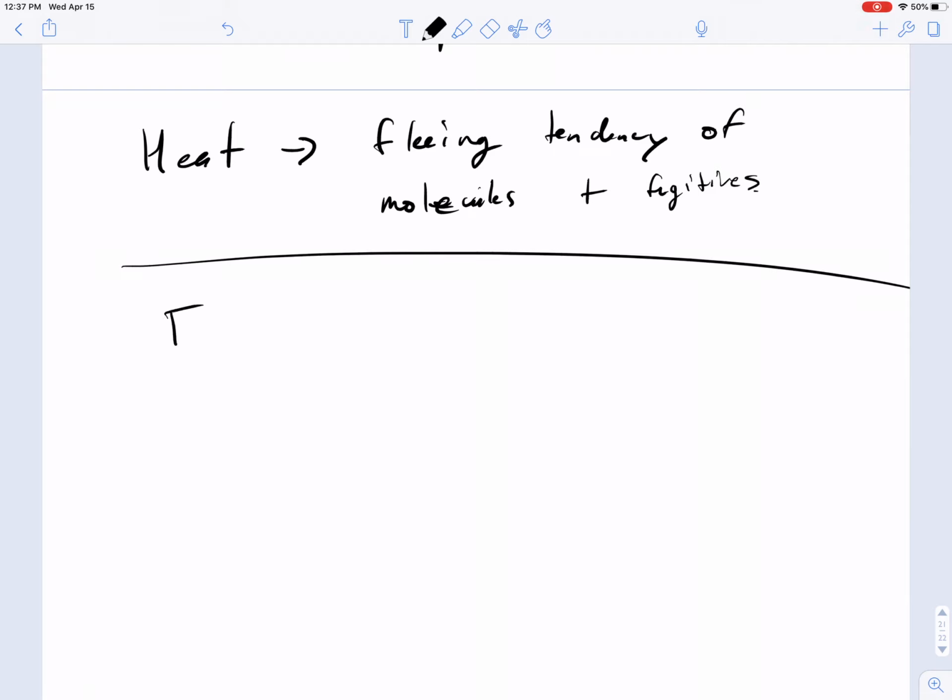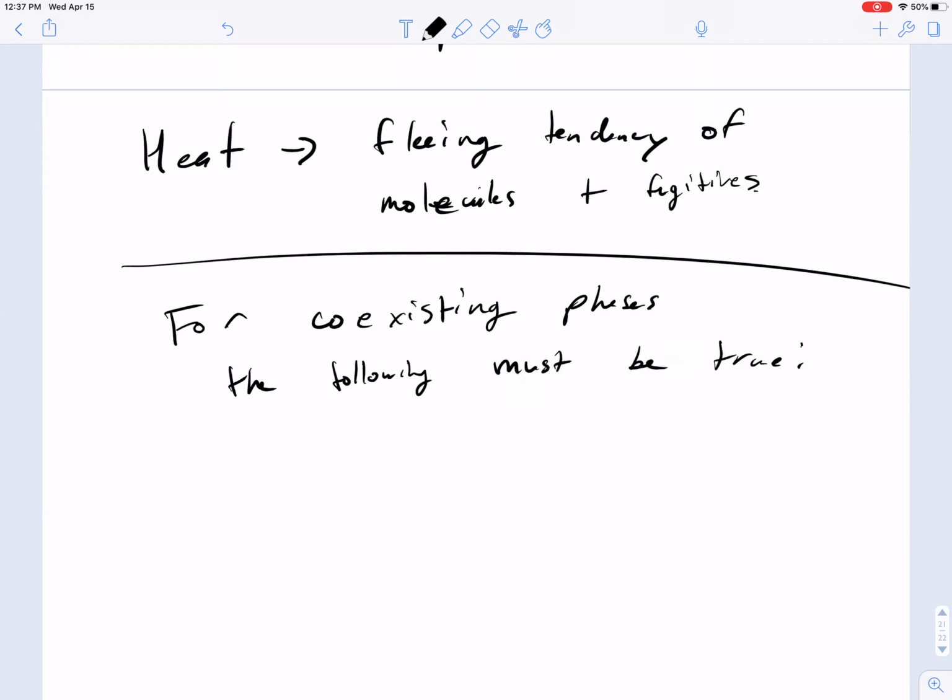So, for coexisting phases of a material, the following must be true. That is that the Gibbs free energy of the liquid phase at temperature and pressure must be equal to the per molar Gibbs free energy of the vapor phase at the same temperature and pressure.